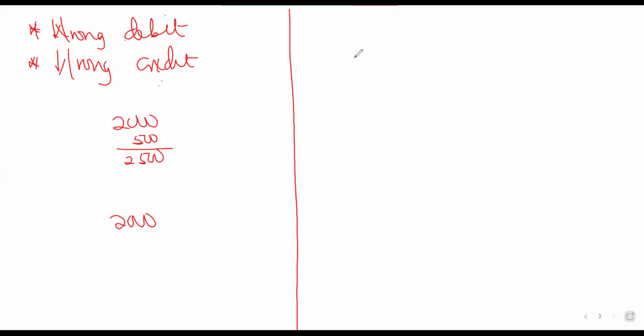Yes. Okay. But how much do we have in our cash book relating to the bank? 2,000. Okay. So if we want to get to 2,500 now on the bank statement, what do we do to our 2,000?